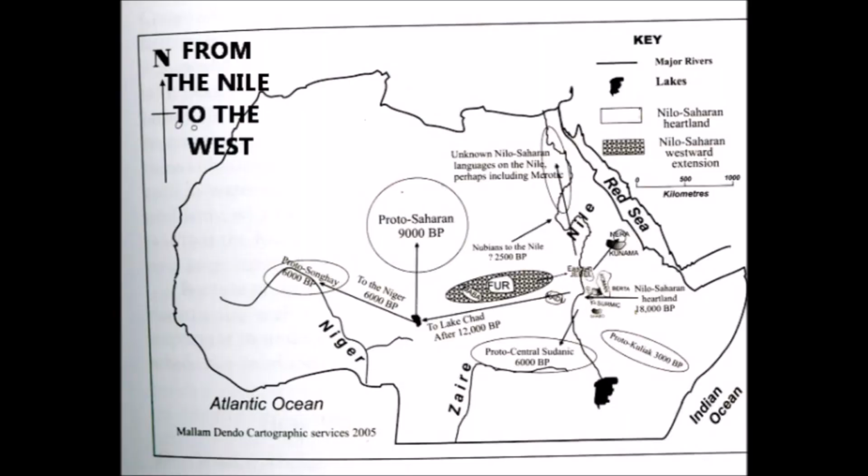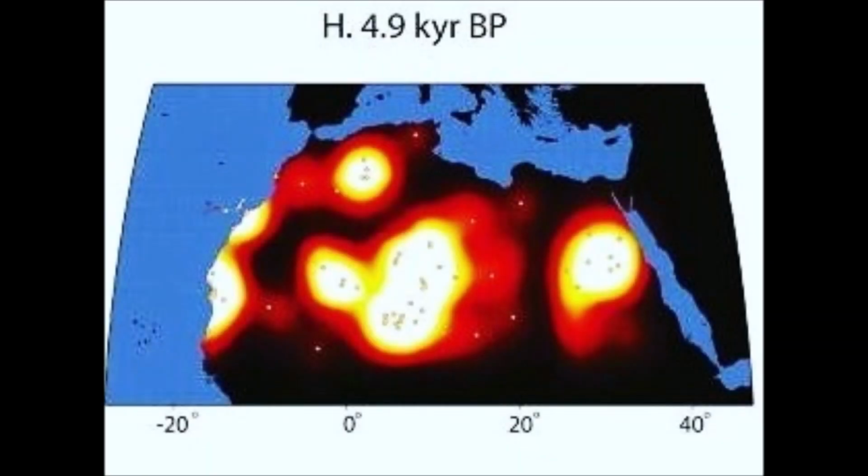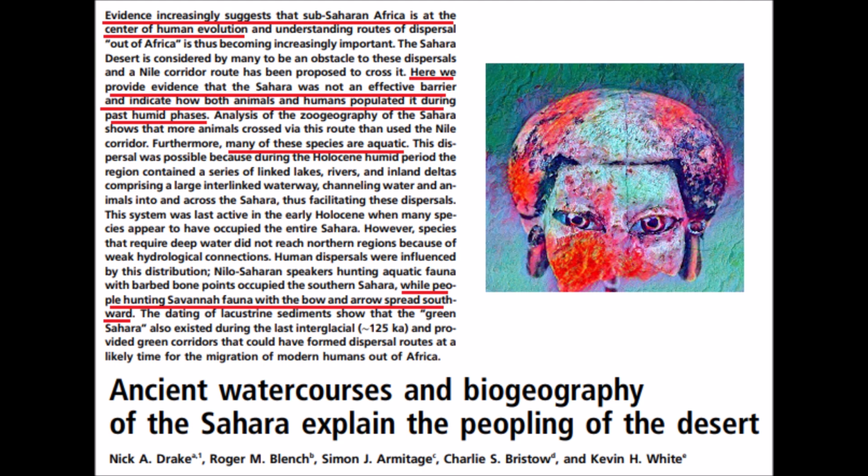Here, about 5,000 years before present, we see the evidence of the populations that were in these areas. And here we're looking at 5,000 years before present. This was long before the Sahara pushed these people to the south and to the north.